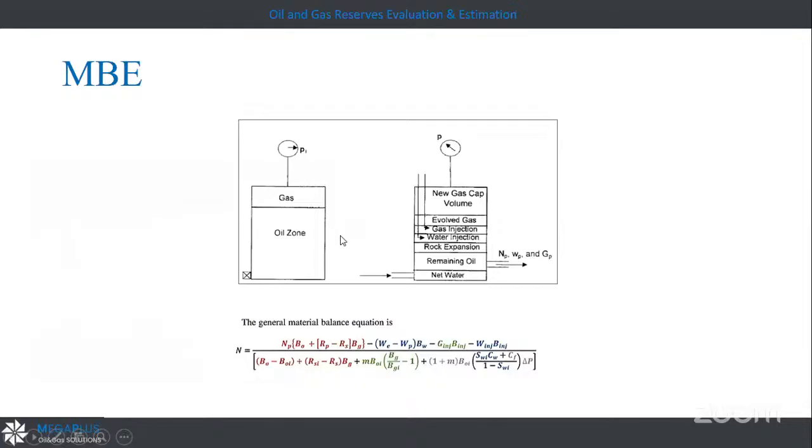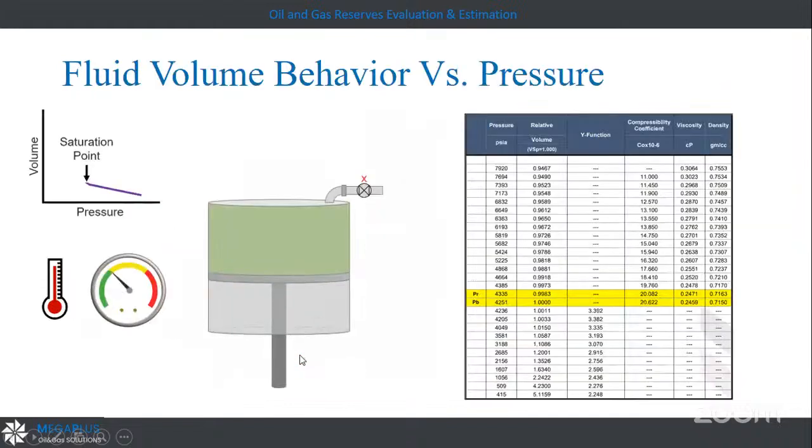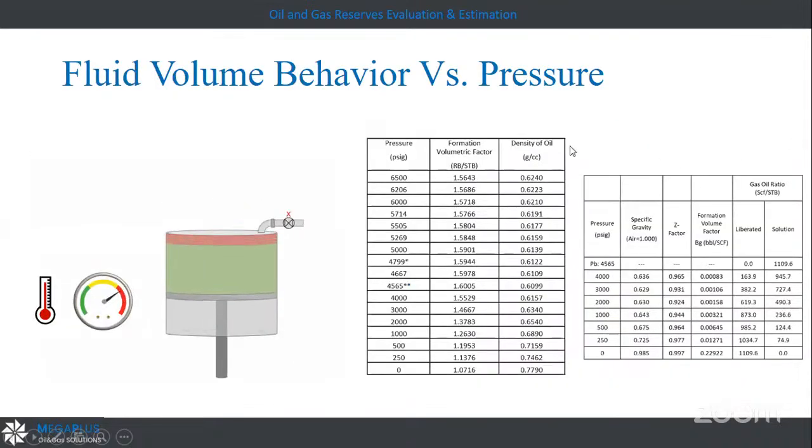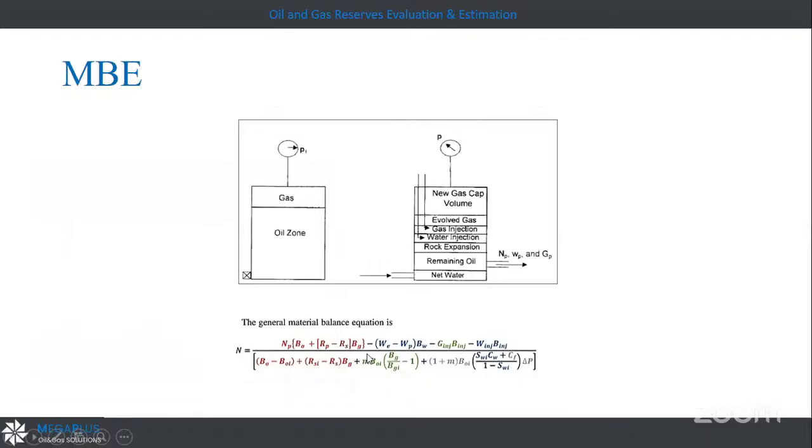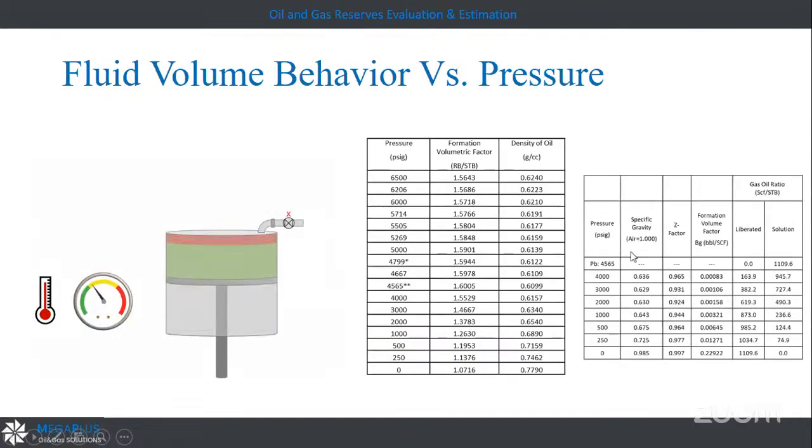So the material balance is like I mentioned: N is the original oil in place, Np is the produced oil, and we have here the current formation volume factor, which can easily be obtained from the DV test, or differential vaporization, and also the Rs, the dissolved gas, which can also be obtained from the DV experiment right here.